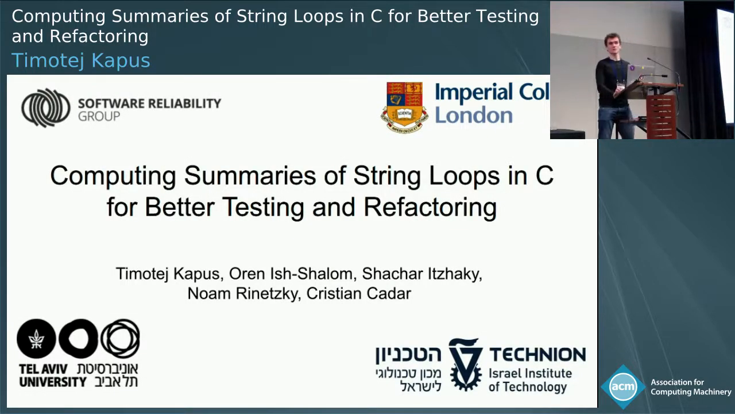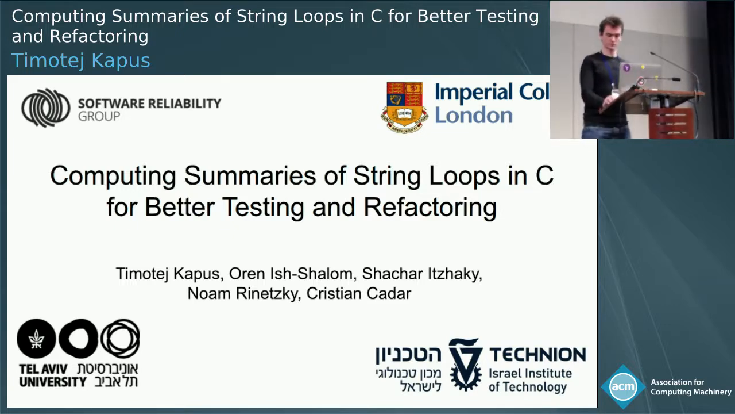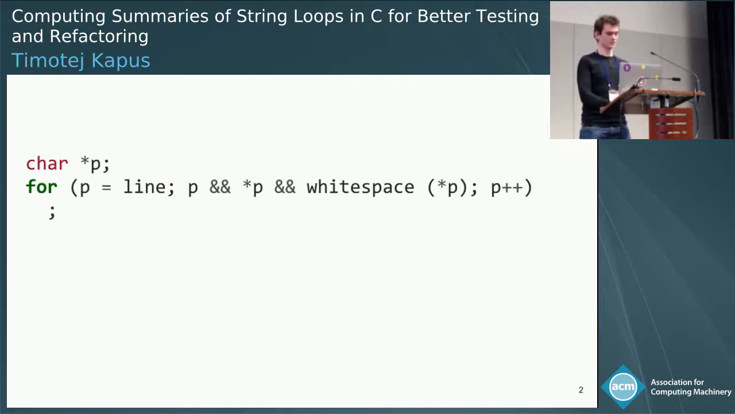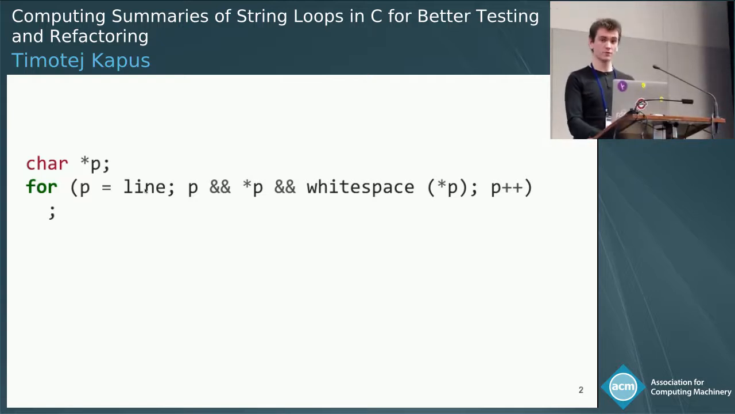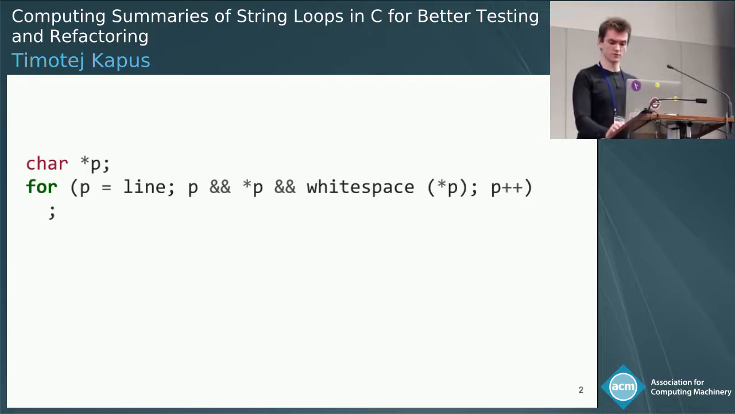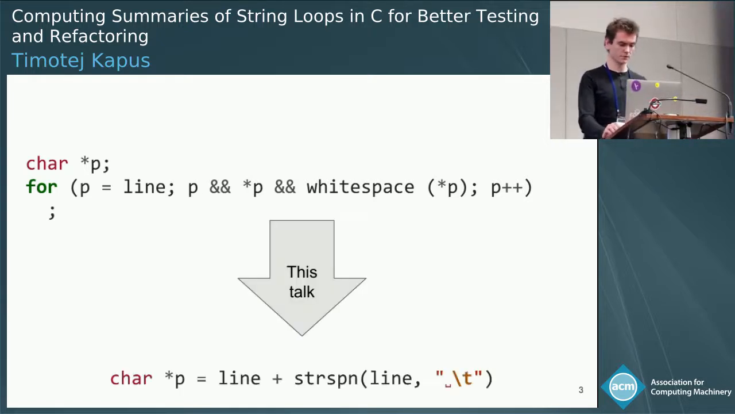Okay, hello everyone, I'm Timotei, and today I'm going to talk to you about some work we did with our collaborators on computing summaries of string loops in C. As a quick taster, consider this simple loop in C. It iterates the string line from the start up to the first non-white space character. If you're familiar with your libc, you might recognize that this function is similar to strspn, and in fact, it can be rewritten as adding the result of strspn on line and the white space characters to line.